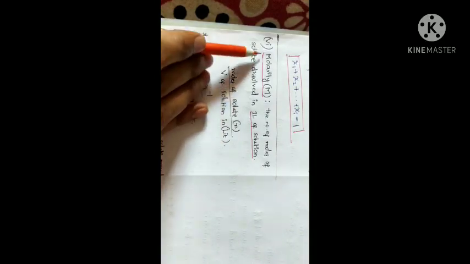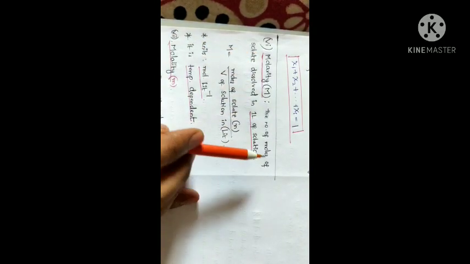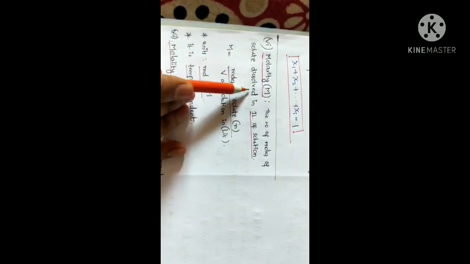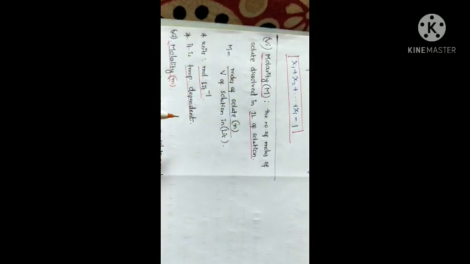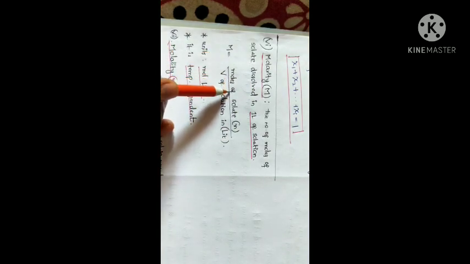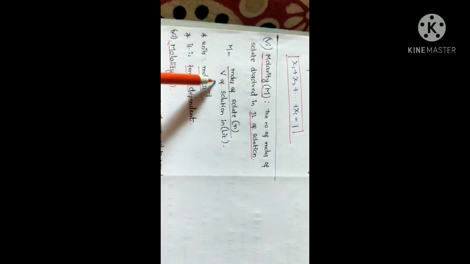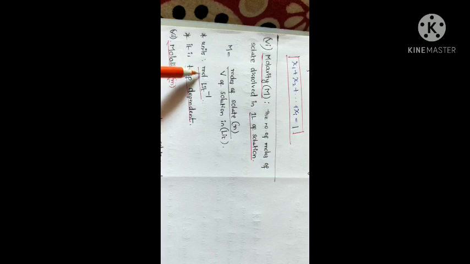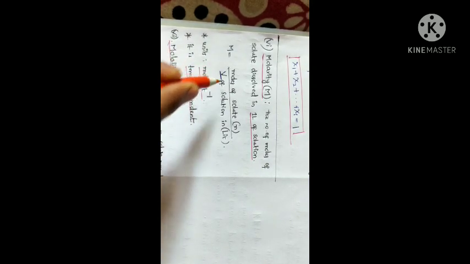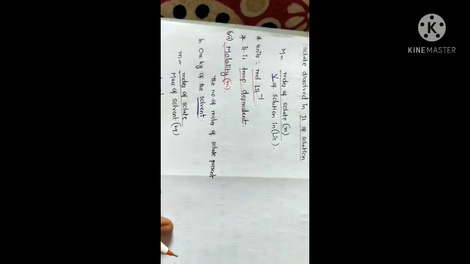Next one, molarity. We also know it: the number of moles of solute dissolved in 1 liter of the solution is called molarity. It is represented by capital M. M is equal to moles of solute divided by volume of the solution. What are the units? Units are mole per liter. It is temperature dependent because volume depends on temperature.